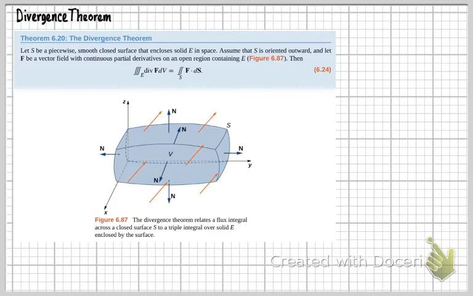And notice what it says here. The divergence theorem relates a flux integral across a closed surface to a triple integral over a solid E enclosed by the surface. So that's what we're dealing with here. So let's have some fun with one of these divergence theorem integrals.